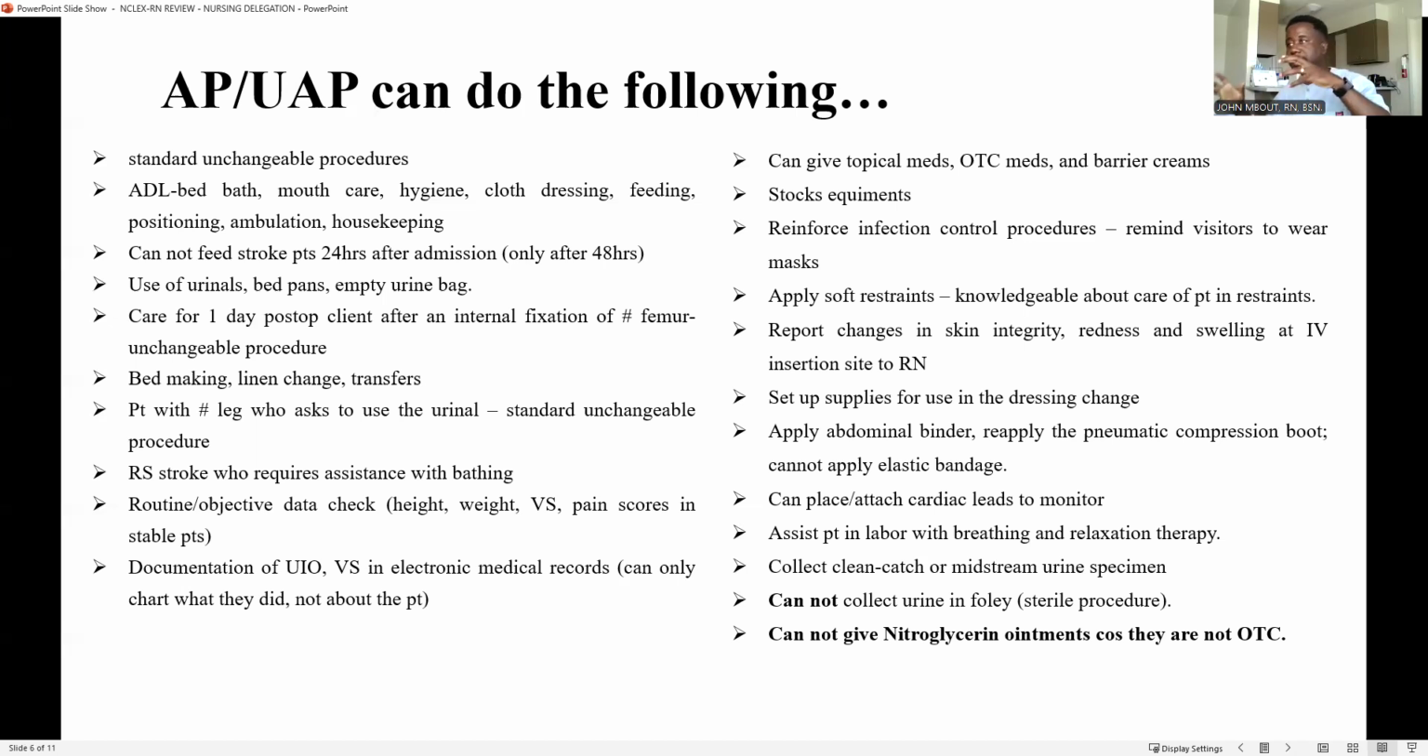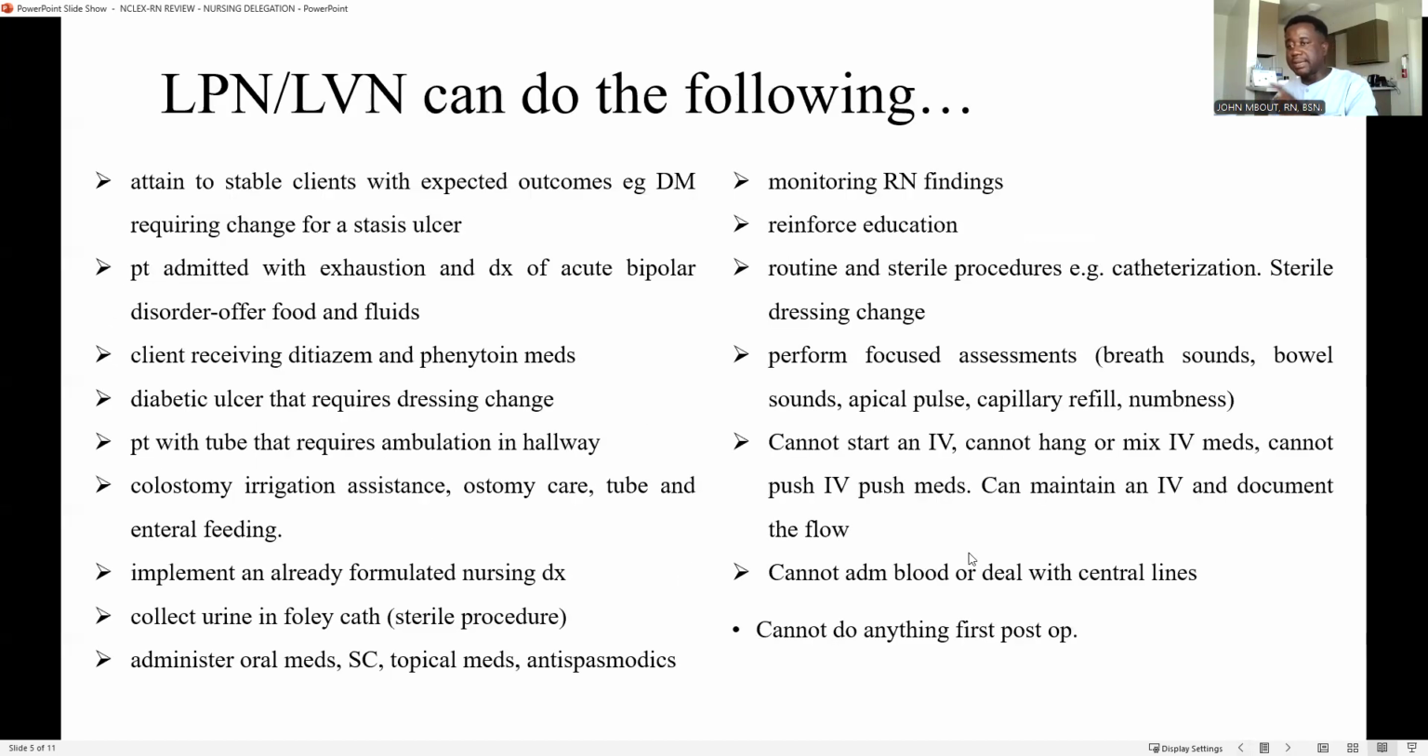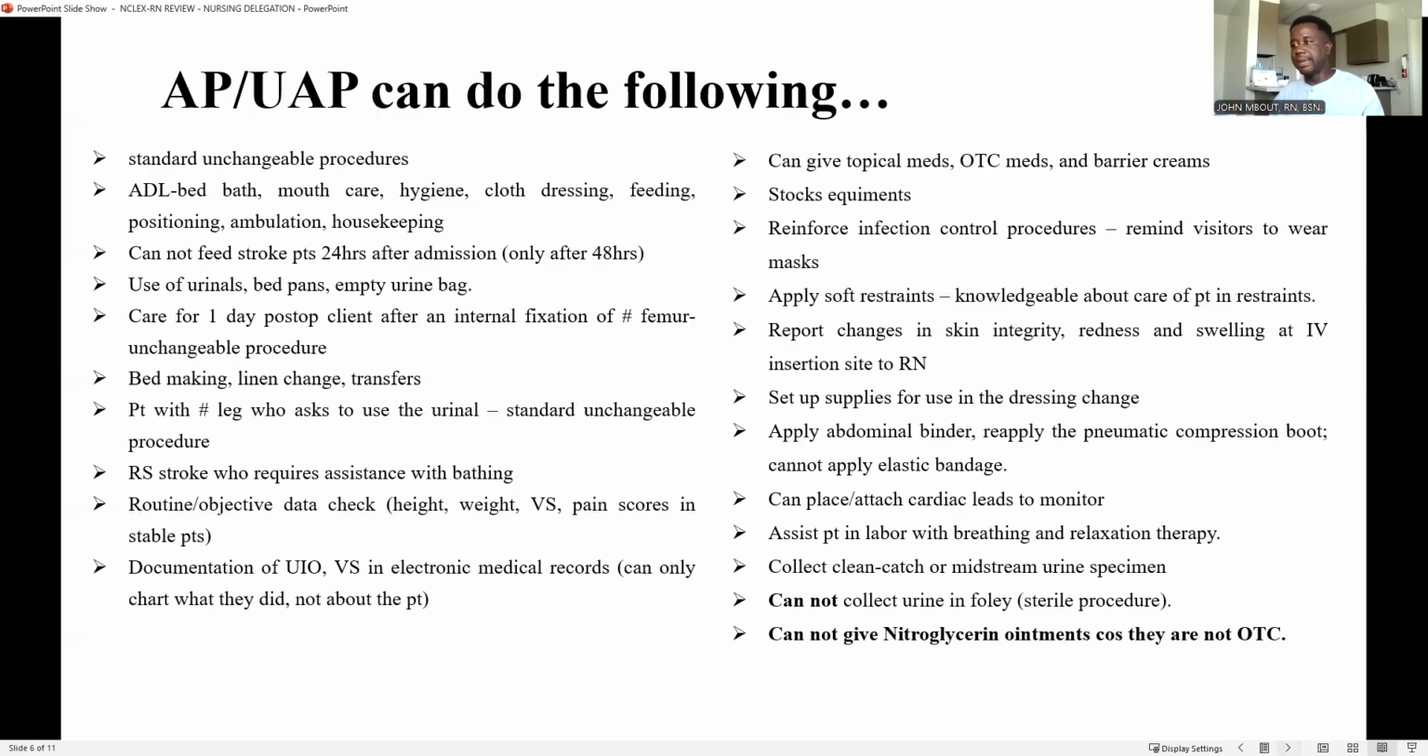They can stop equipment, reinforce infection control, okay? Apply abdominal binder, place or attach cardiac leads on a monitor. Yes, they can collect clean catch or midstream urine, but they cannot collect urine in a Foley. I told you this is a sterile procedure and it is the responsibility of the LPN, not the AP.